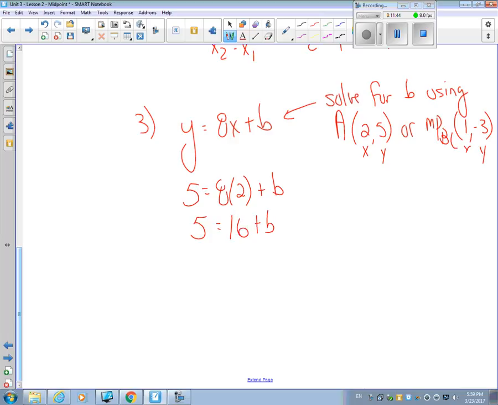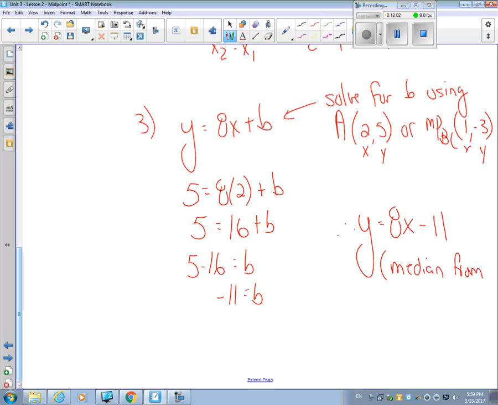So we're going to expand, we're going to rearrange, we're going to solve. So what do I figure out now? The equation is y equals 8x minus 11. What is this? This is the median from A. A median is a line that has an equation. We figured out the slope and the intercept of that equation.